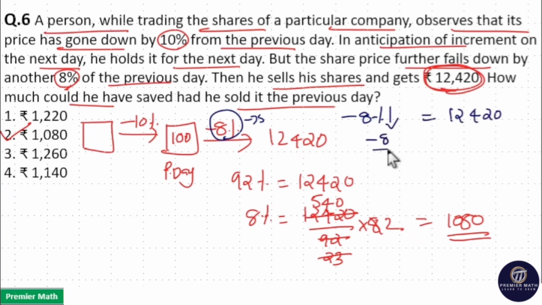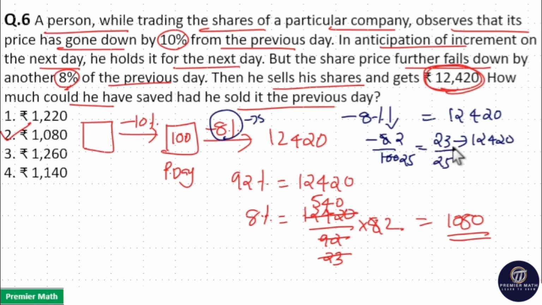8%, write it in the fraction format, which is equal to 2 by 25. So, minus 2 by 25 means 25 is the previous day value. From this 25, 2 part is reducing. So, this will become 23 by 25. Now, 23 part is the current value, which is 12,420, and 25 part is the previous day value.